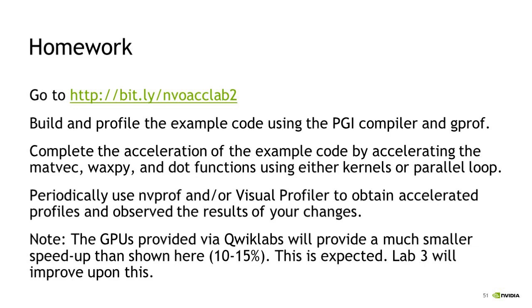I do need to emphasize, I showed you a pretty substantial performance improvement on a Haswell and K40 machine. The GPUs that we have up in the cloud are much smaller GPUs, so you only see about a 10 or 15% improvement. So don't get discouraged if that's all you see. That is expected. And in Lab 3, we'll improve upon this. We'll get roughly a 2x improvement at the end of Lab 3. So do come back for that.